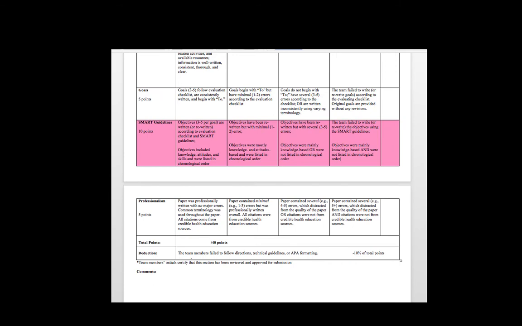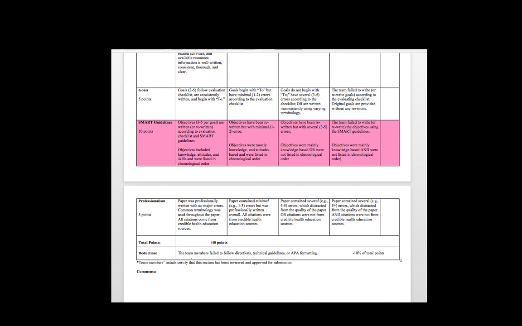So now we are moving to SMART guidelines. For your goals, you should have 3 to 5 objectives for each goal. So these need to be written according to the evaluation checklist and SMART guidelines. Objectives should include knowledge, attitude, and skills and are in chronological order. That means you are not just asking them to recall information, but you are asking them how they feel about a certain task or their self-efficacy in a certain task, as well as having them prove skills that they have learned. As you move through the point deductions, you will see that it starts with minimal errors, significant errors, and then failed to write objectives using the SMART guidelines.